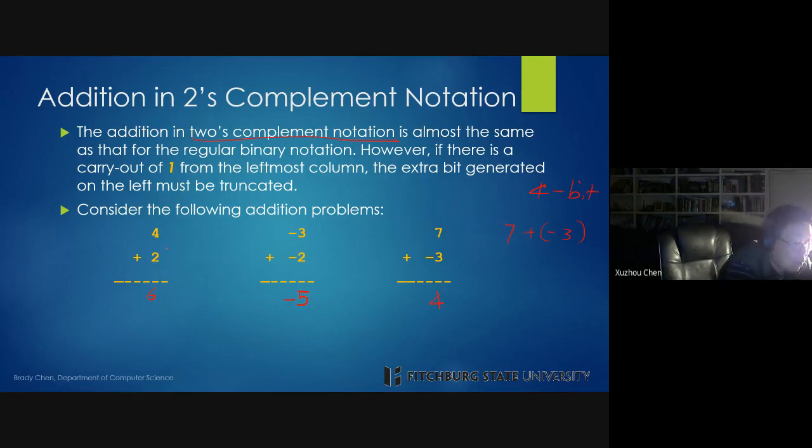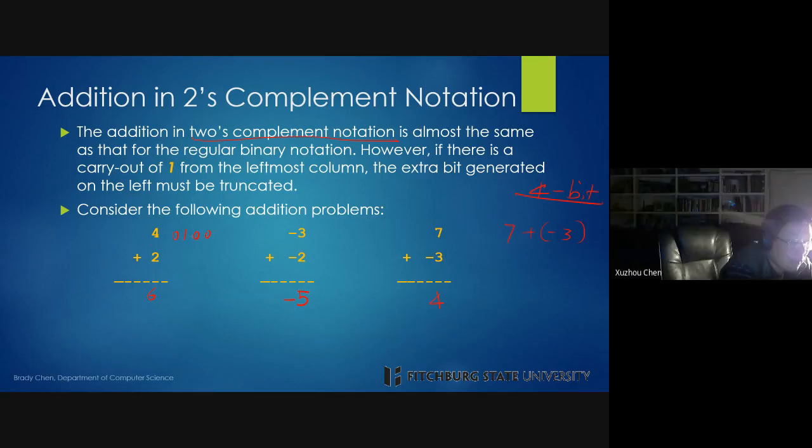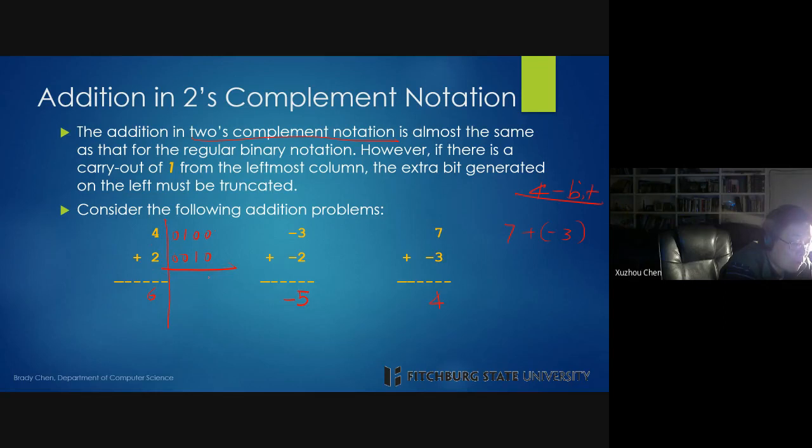With the 2's complement notation of 4 bits, what is the value of 4? 100, so 0100, right? And the 2 is 10, so 0010. We can add these two: 0110. So the result is 0110. Because the most significant bit is 0, that's a positive number, which means 6. That's 4, that's 2, so 4 plus 2 is 6.